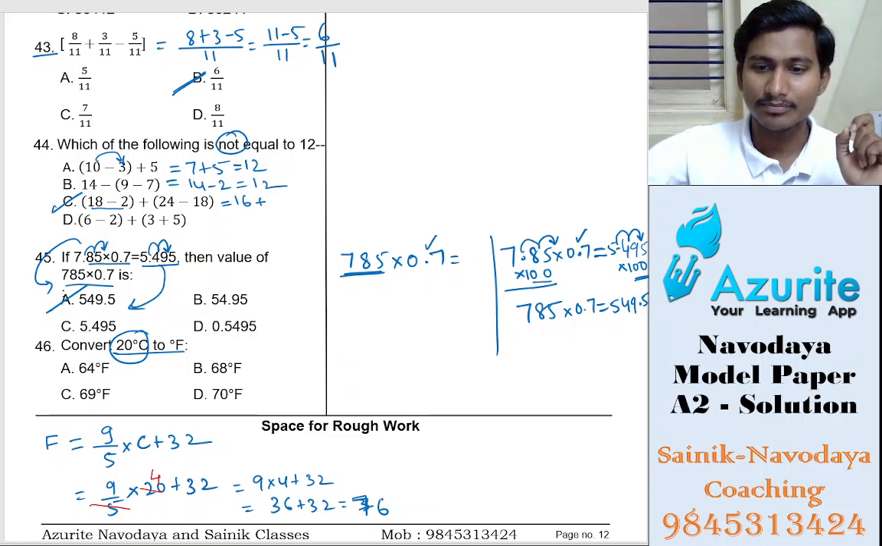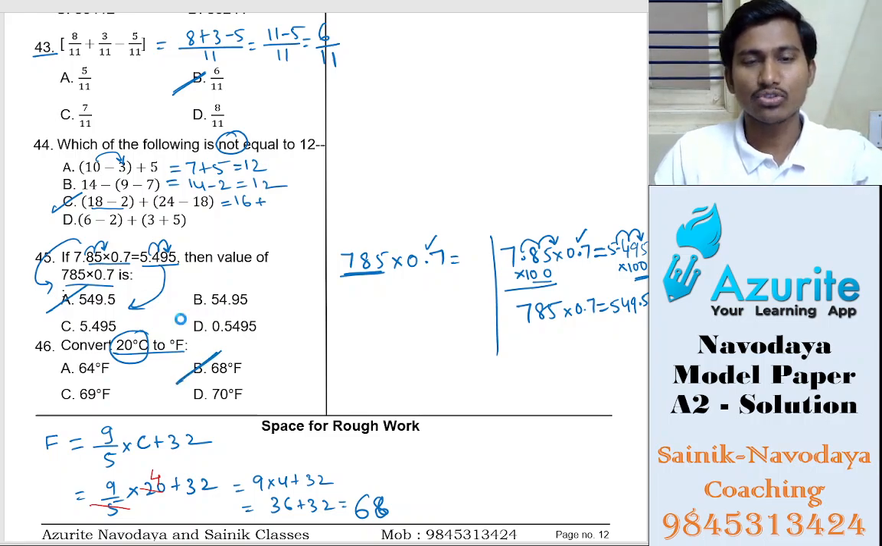Sorry, 78? Right? So 3 plus 2... sorry, it is 68, the answer. Not 78, 68 is the answer. The option is option B. Very easy. So remember this.